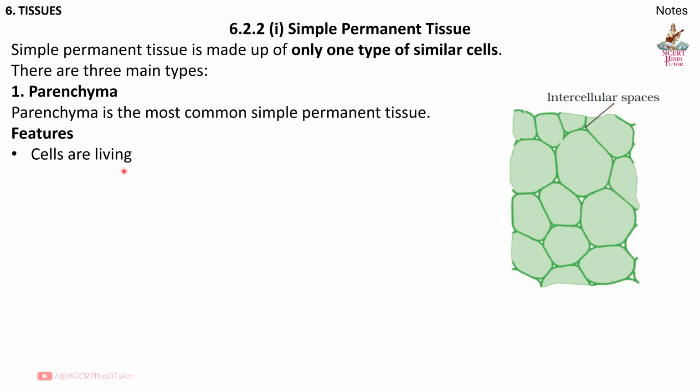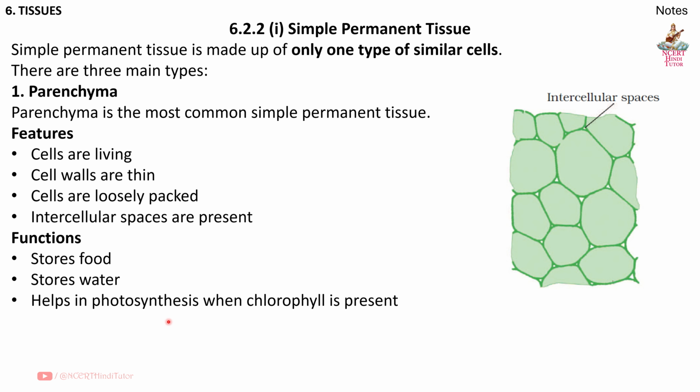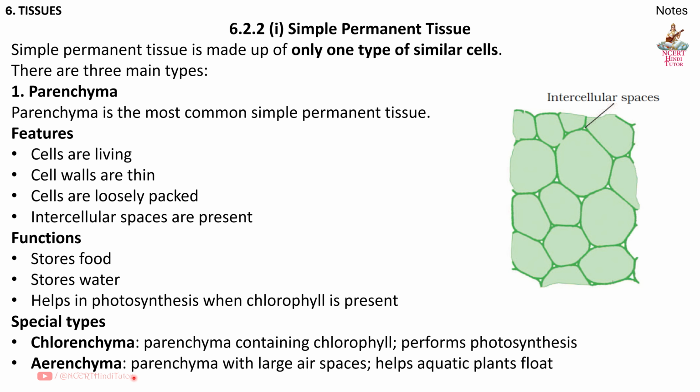Features: cells are living, cell walls are thin, cells are loosely packed, intercellular spaces are present like this. This is the intercellular space. Functions: stores food, stores water, helps in photosynthesis when chlorophyll is present. Special types: Chlorenchyma. Parenchyma containing chlorophyll performs photosynthesis. Aerenchyma. Parenchyma with large air spaces helps aquatic plants float.